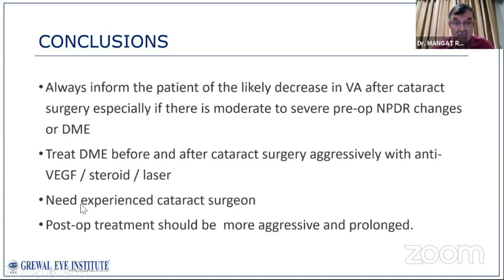That is what is required. You need an experienced cataract surgeon. I have mentioned that it leads to more inflammation if it is prolonged. It's complicated, and post-op treatment should be more aggressive and prolonged. Inform your cataract friends. Though these are different cases, give it for a longer time.